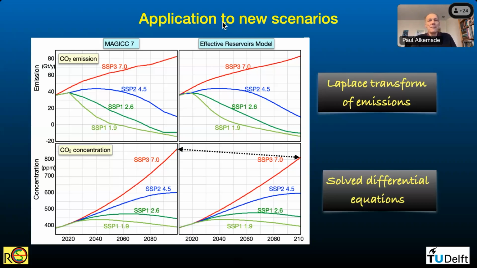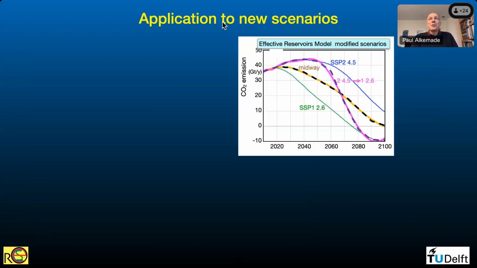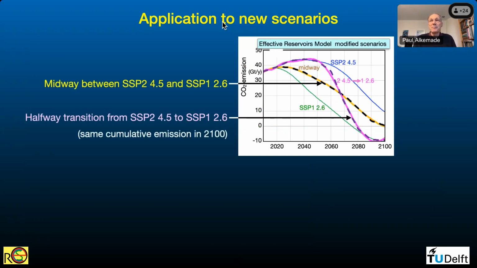That is a high emission. Application to a completely new scenario. We have 2 different scenarios in between the 4.5 and 2.6 here. One follows exactly the midway path between those, the yellow black one, and one shifts halfway through the century from the 4.5 to the 2.6, the pink one.